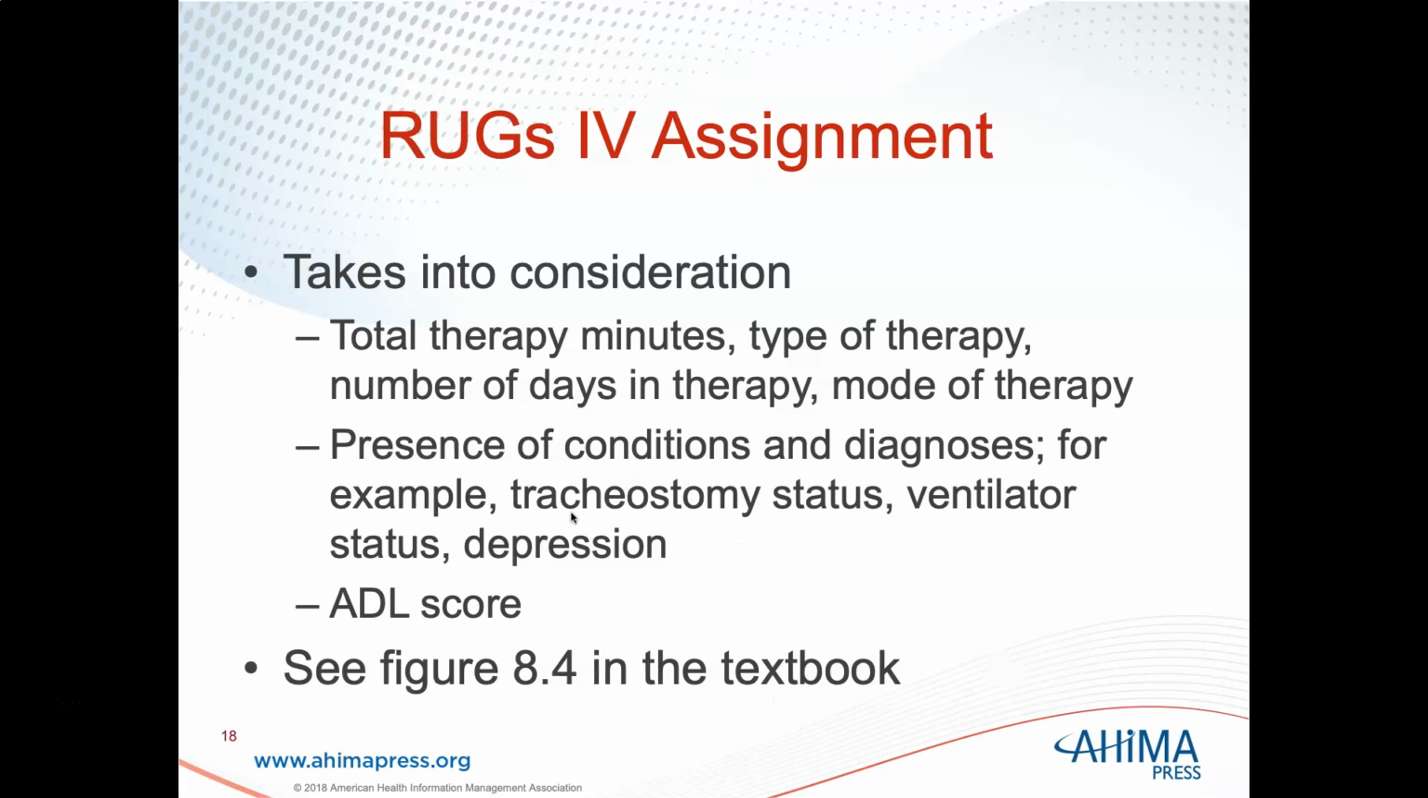So it takes into consideration total therapy minutes. If you're thinking documentation, your mind goes immediately to documentation. What do you need to know? You've got to know how many minutes they're spending with a patient doing therapy. That's got to be documented every single time, every single therapy. Type of therapy, number of days in the therapy, the mode of therapy, presence of conditions and diagnoses, if they have a tracheostomy or if they're on a vent. Their ADL score. You need to know how many of their ADLs they can do by themselves versus how many ADLs are having to be done by others. Can they do their ADLs or can they not?